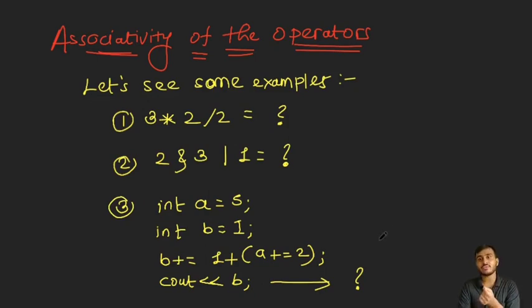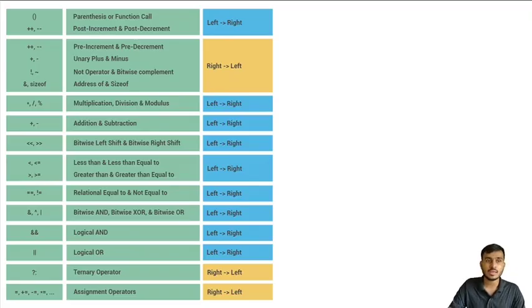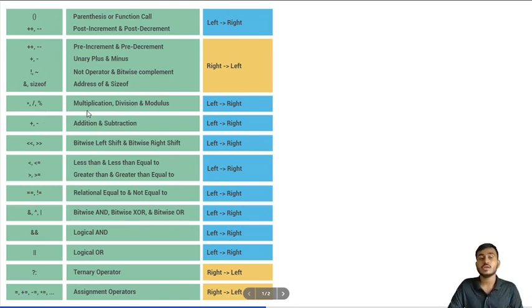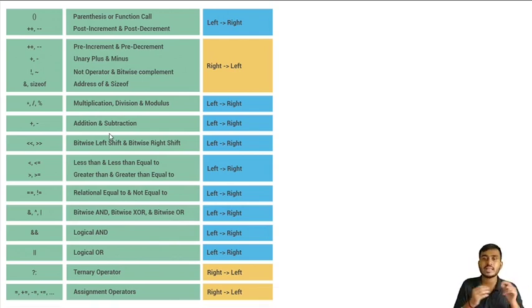But what if in a compound expression there are two operators which have the exact same precedence? What will happen then? Let's say in the first expression we have multiplication and division. If I go back to the precedence table, you will see that multiplication and division are in row number 3 from the top. So they have the same precedence because they are in the same row. When this condition arises, how will the compiler evaluate the expression?